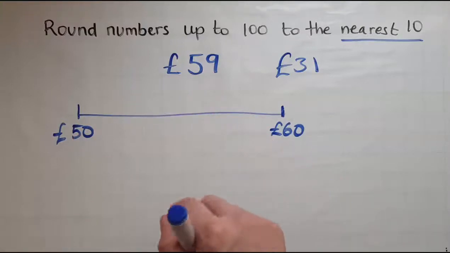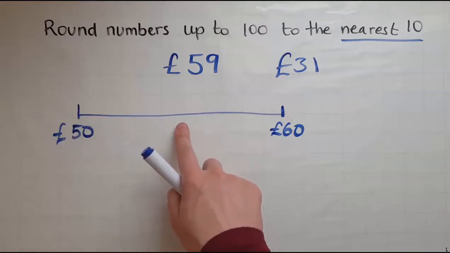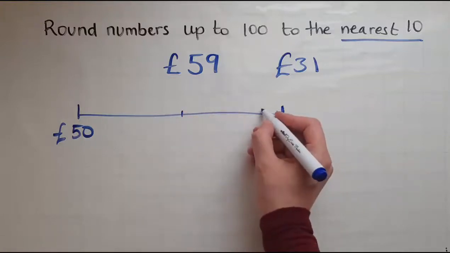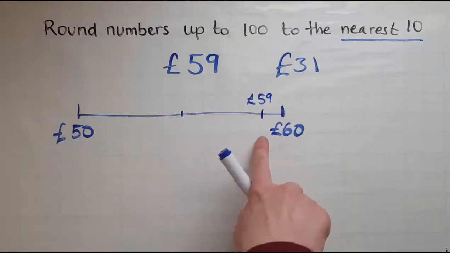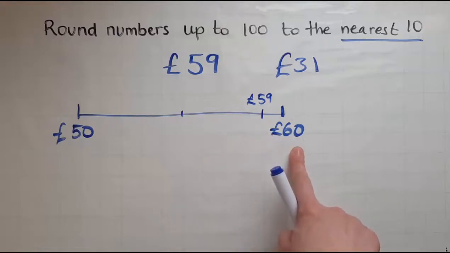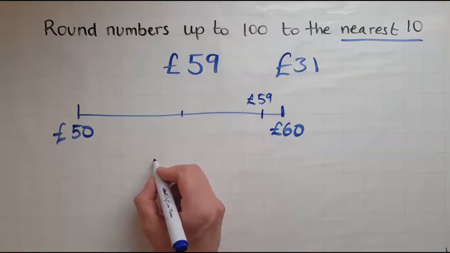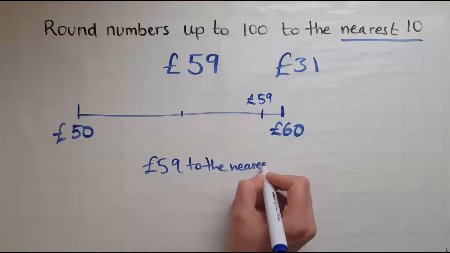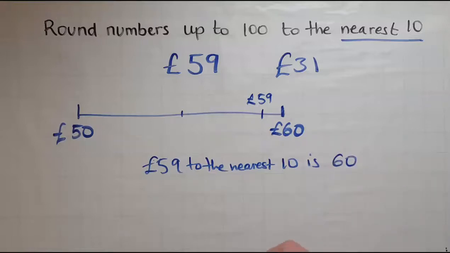Where exactly is it? So if you go through this, 51, 52, 53, 54, 55, so that's halfway through, 56, 57, 58, 59. So 59 is right here. So that is, as you can see, very close to £60. And that's why we say we've just spent £60 rather than 50. So 59 to the nearest 10 is 60.